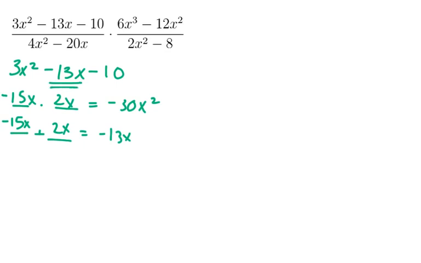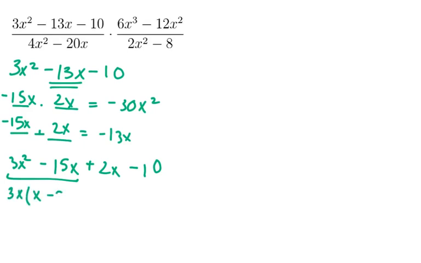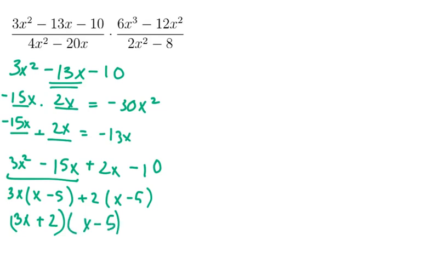I can split negative 13, so I like to then do the factor by grouping method. I'll split negative 13x into negative 15x plus 2x. Order does not matter here for these middle terms. Then I will factor by grouping. First I'll look at 3x squared minus 15x, and pull out the GCF, which is 3x, and that leaves us with x minus 5. Then if I look at 2x minus 10, if I take out a 2 there, I'm also left with x minus 5. So this factors to 3x plus 2 times x minus 5.